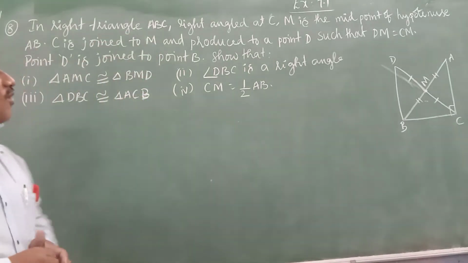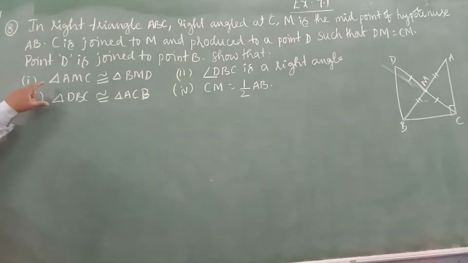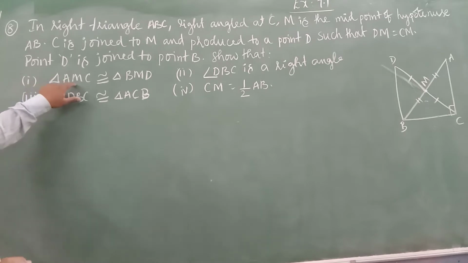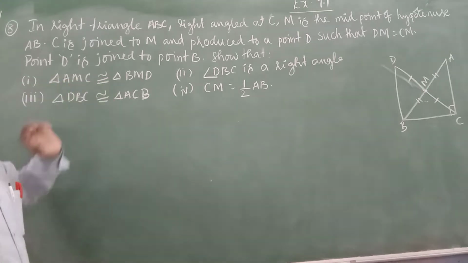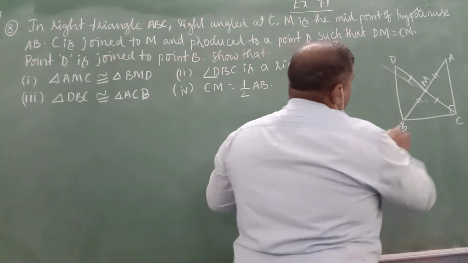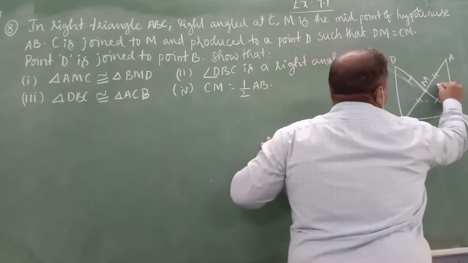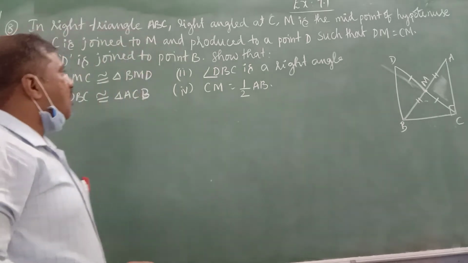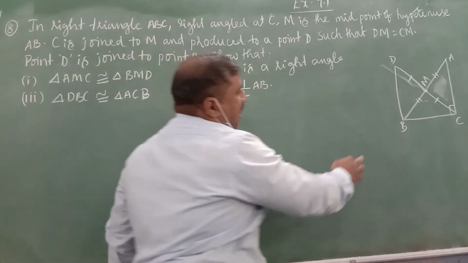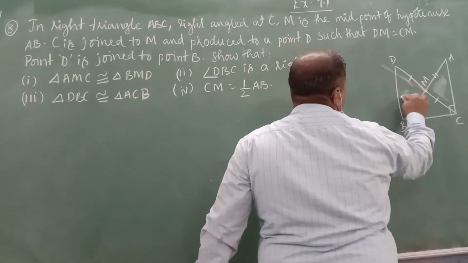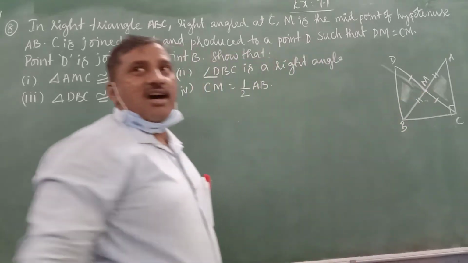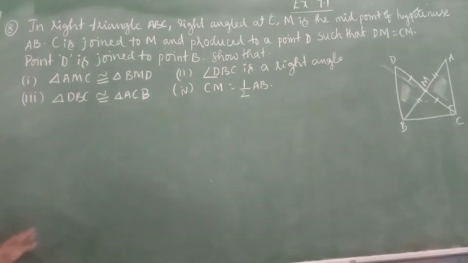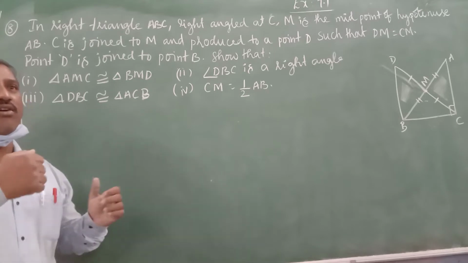So in this, what we have to show is, one, triangle AMC is congruent to triangle BMD. Triangle AMC we have to show is congruent to triangle BMD. Is it clear? Are you able to see on the board? So those two triangles you have to show are congruent triangles.